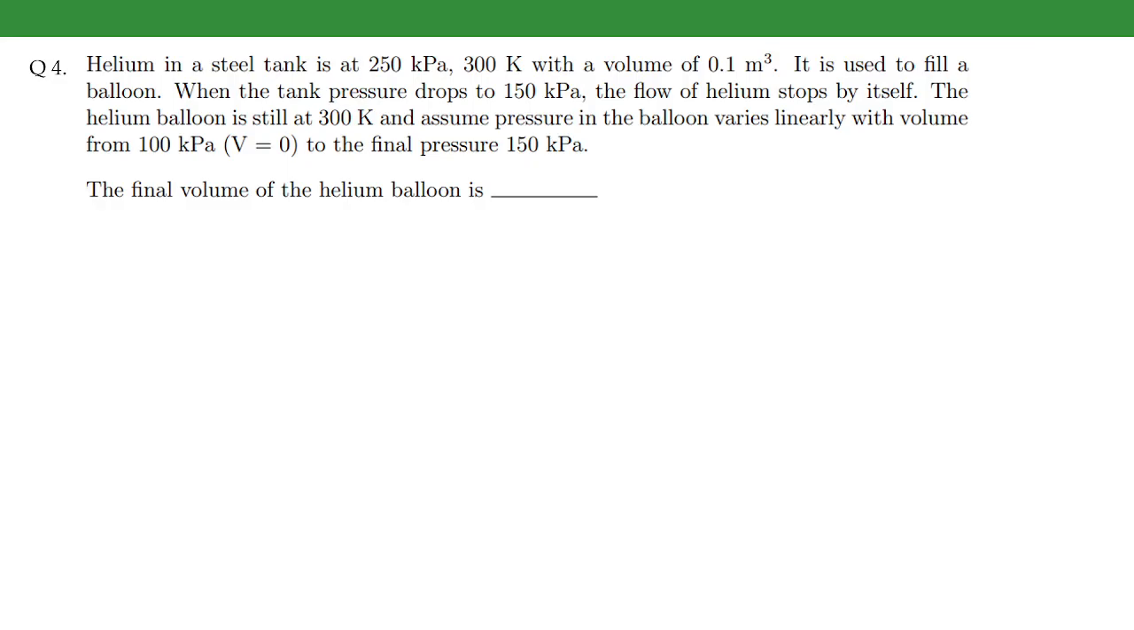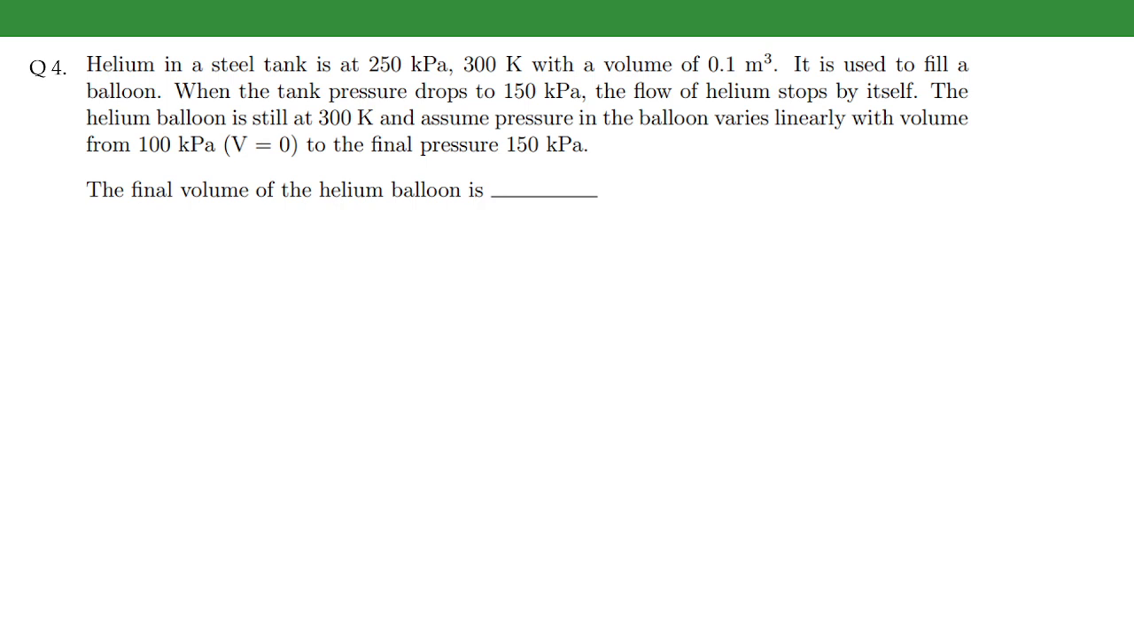So the helium in a steel tank at 250 kilopascal, 300 Kelvin with a volume of 0.1 meter cube is used to fill a balloon. When the tank pressure drops to 150 kilopascal, the flow of helium stops by itself. So from 250 kilopascal, due to pressure difference, the helium starts filling into a balloon, and when the pressure in the tank drops to 150 kilopascal, the process stops.